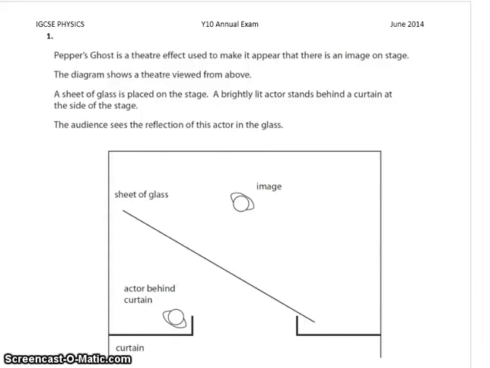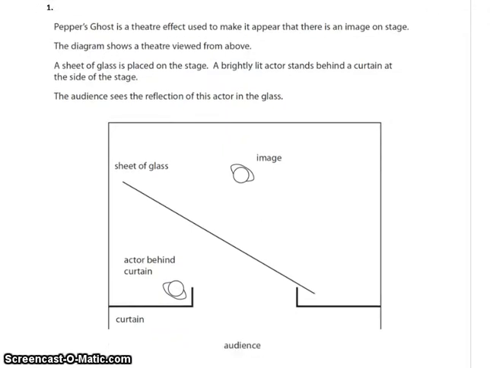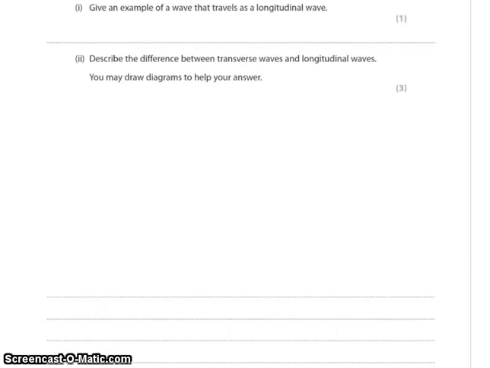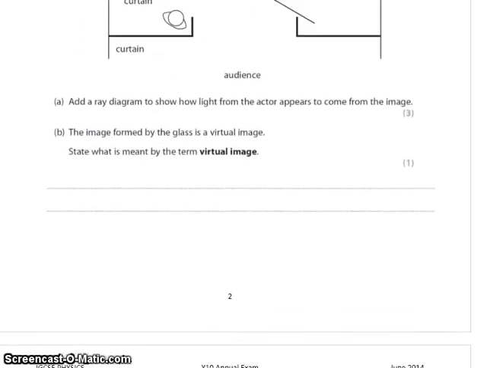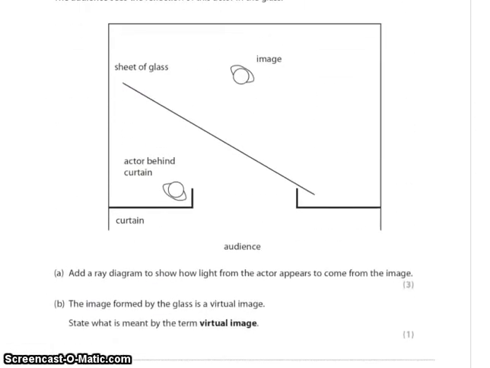Okay, question 1 is about Pepper's Ghost. It's a theatre effect used to make it appear as if there's an image on stage. There's a sheet of glass placed on the stage, and a brightly lit actor is standing behind the curtain. Now, what they're asking you to do is to add a ray diagram to show how light from the actor appears to come from the image.